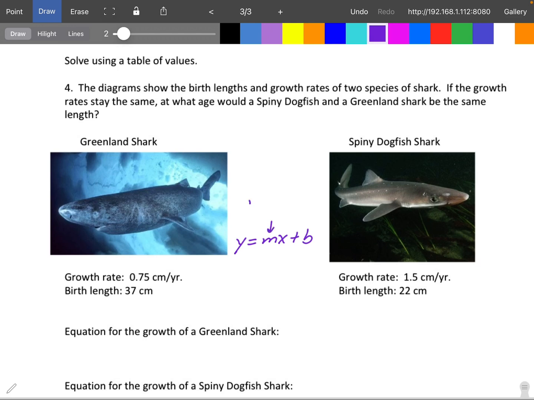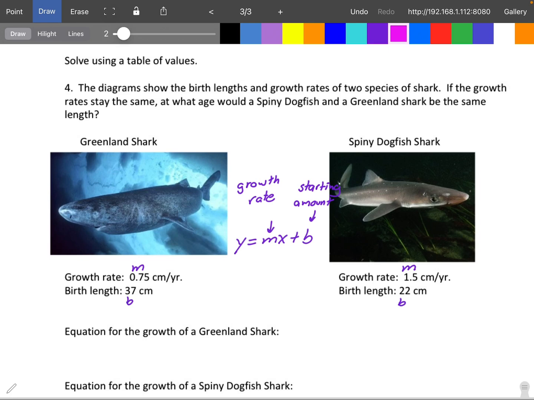So m is going to be our rate, in this case our growth rate, and then b is the starting amount. In this case, it's going to be the length at birth because that's when their life starts, is at birth. So our m is the growth rate and our b is the birth length. So we can write an equation for each one of those.